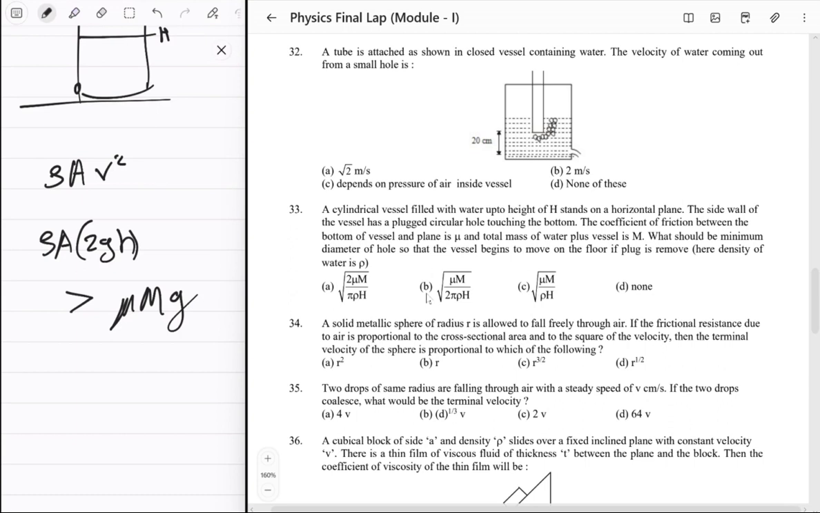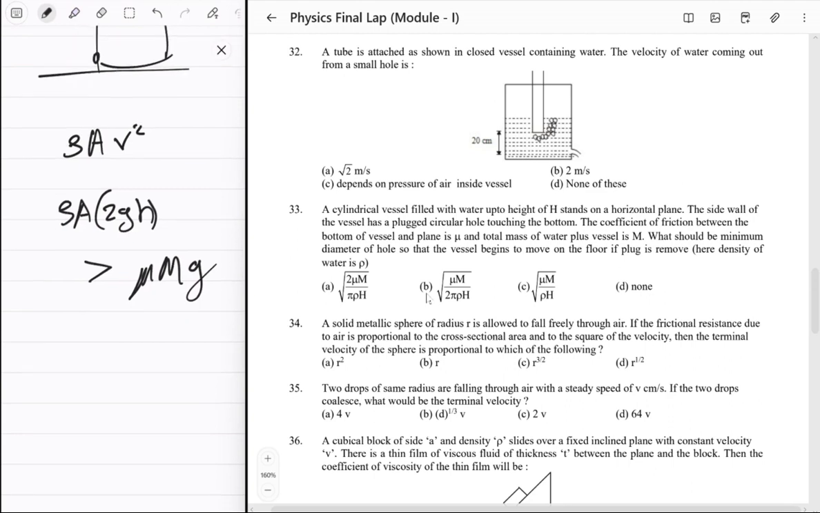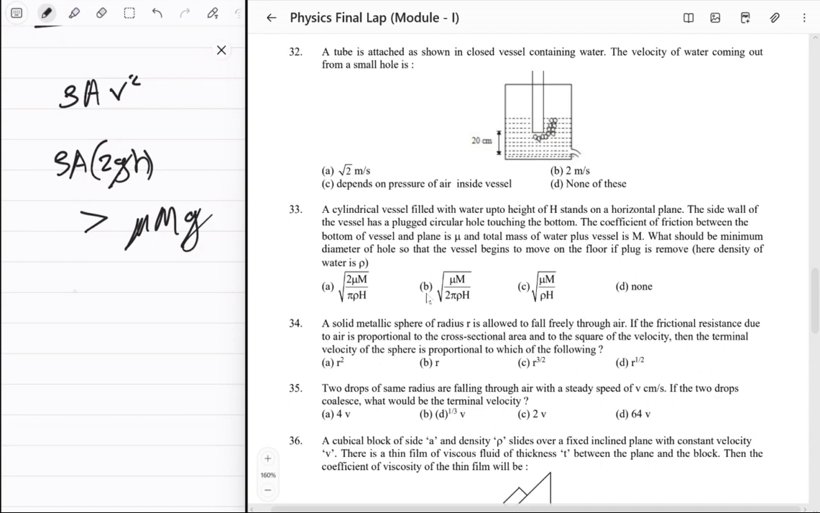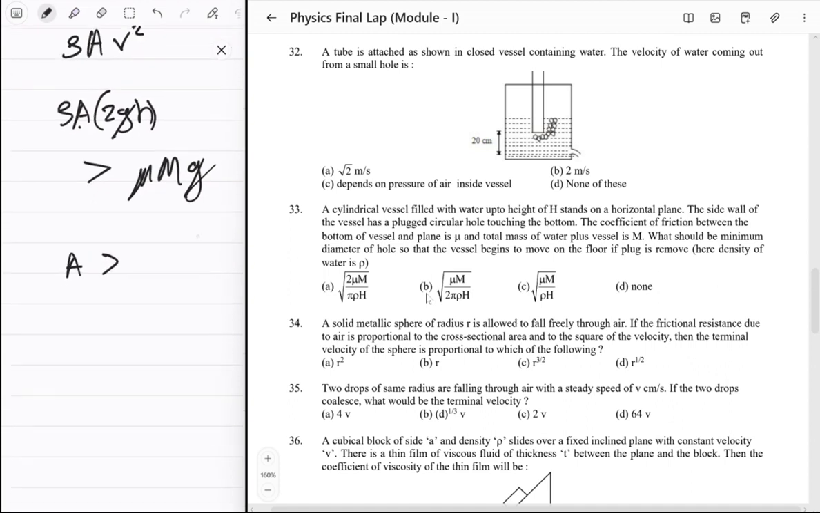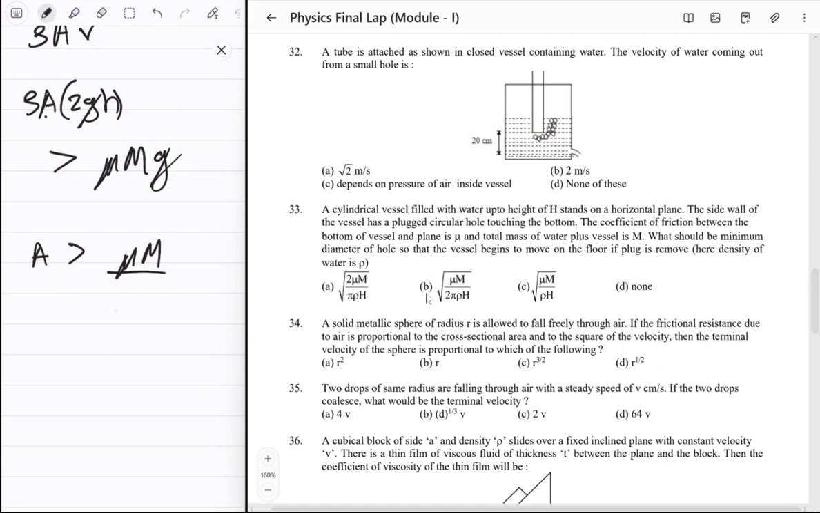Exactly. The vessel begins to move on the floor if the plug is removed. Density of water is this thing, right? Let's do it. So the g cancels out. What we want is the minimum diameter of the hole. So first we need to find A. A is bigger than mu M upon 2 rho h. Isn't that right? I guess so.